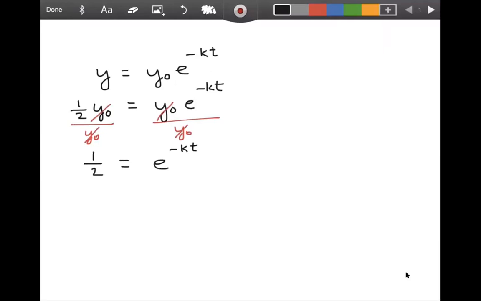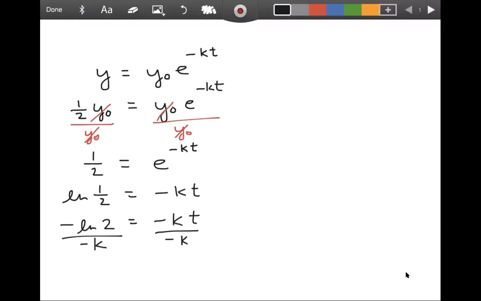So now taking the natural log of both sides, we get ln(1/2) = -kt. And then remember that property of logarithms that says ln(1/x) = -ln x. I'm going to use that to write ln(1/2) as -ln 2. All right, and then dividing both sides by -k, we come up with this formula for the half-life. T is equal to ln 2 divided by k. And that value of k will be determined by what the particular radioactive substance is.